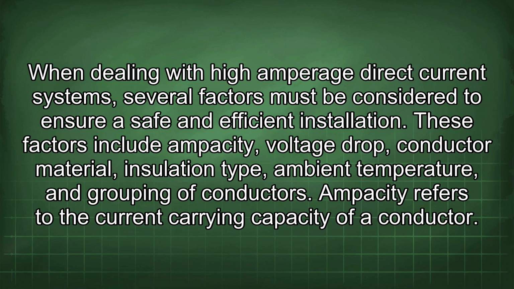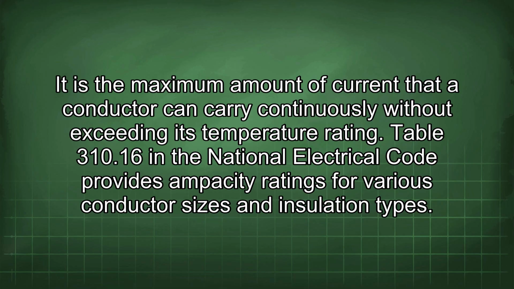When dealing with high amperage direct current systems, several factors must be considered to ensure a safe and efficient installation. These factors include ampacity, voltage drop, conductor material, insulation type, ambient temperature, and grouping of conductors. Ampacity refers to the current carrying capacity of a conductor. It is the maximum amount of current that a conductor can carry continuously without exceeding its temperature rating. Table 310.16 in the National Electrical Code provides ampacity ratings for various conductor sizes and insulation types.